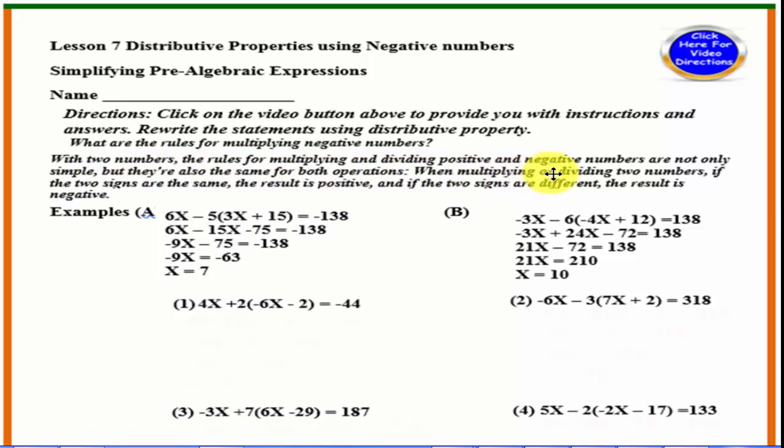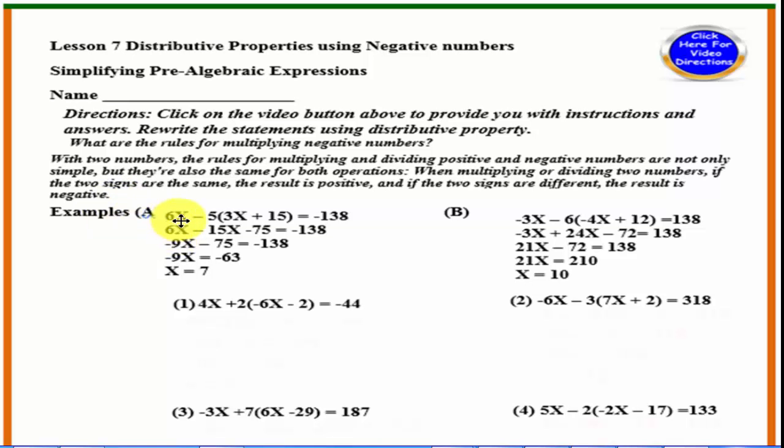When multiplying or dividing two numbers, if the two signs are the same, the result is positive. If the two signs are different, the result is negative. Let's look at the first example, example A.